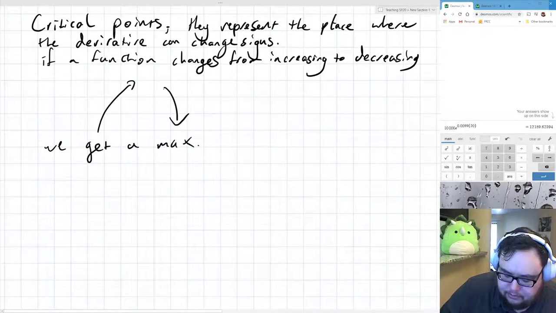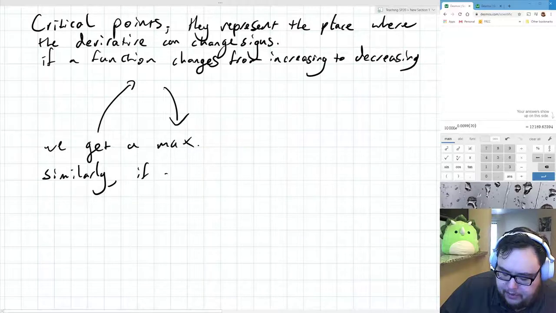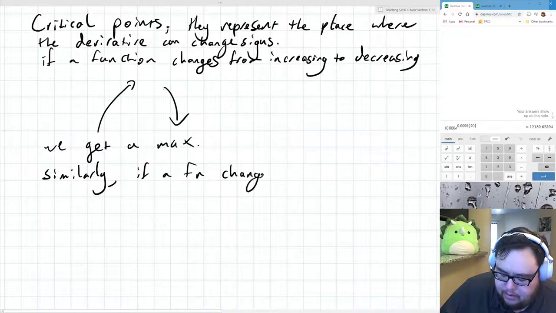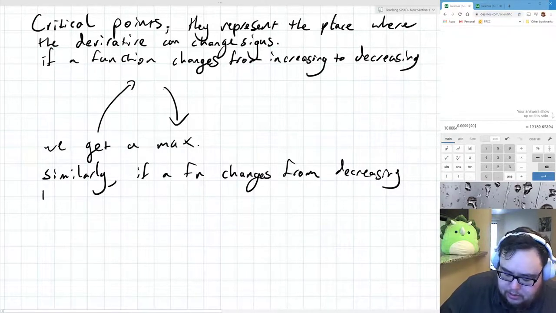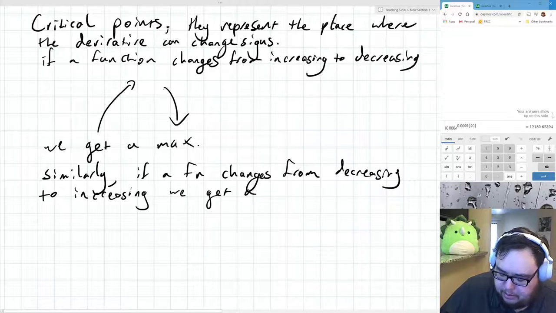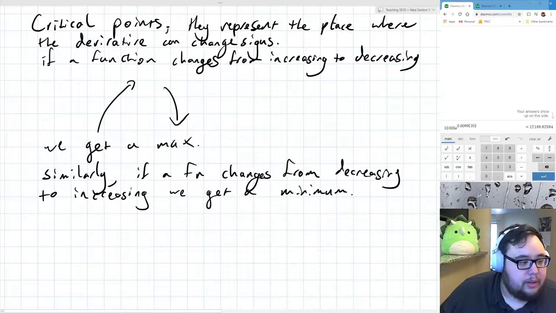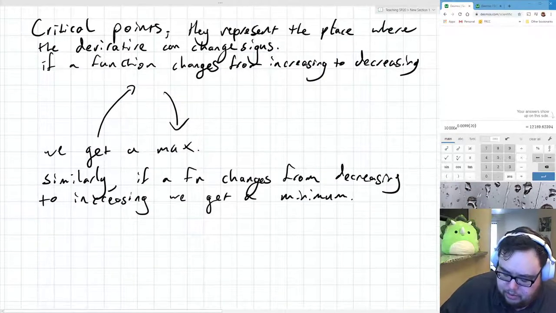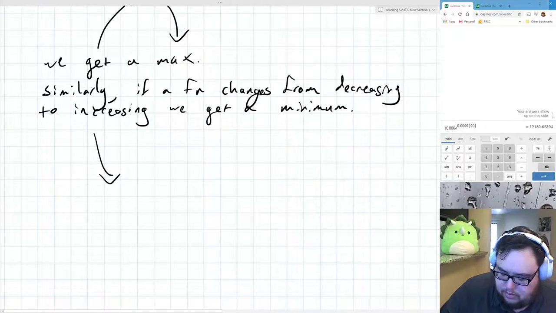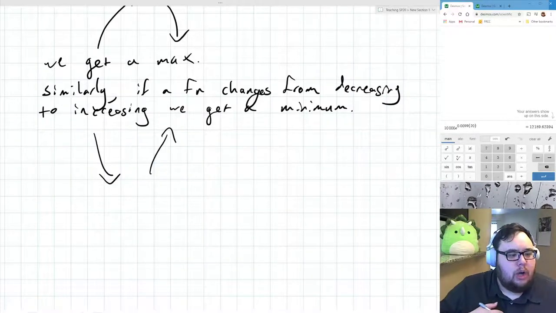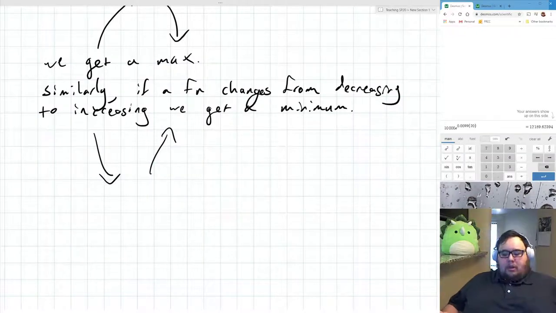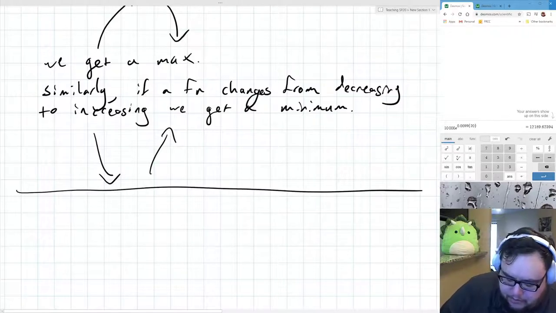Similarly, if a function changes from decreasing to increasing, we get a minimum. So being able to determine where a function is increasing or decreasing is enough for us to know basically where a function has maximums and minimums, right? So we get what's called the first derivative test.